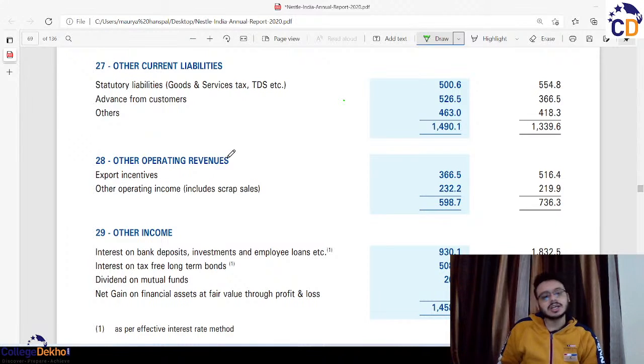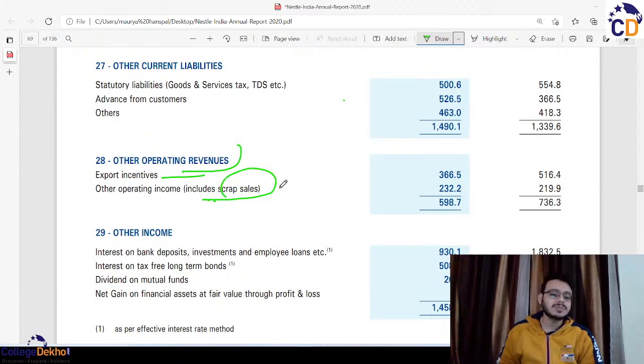So basically, this section arrives from the revenues column in the profit and loss statement, or the income statement. Here you have the other operating revenues. If you want to know, apart from the main revenues of sales, what had been the other operating revenues? Here the company had got some export incentives and scrap sales. There might be a product within the company which might not be working well, so the company has sold that product and got the money.